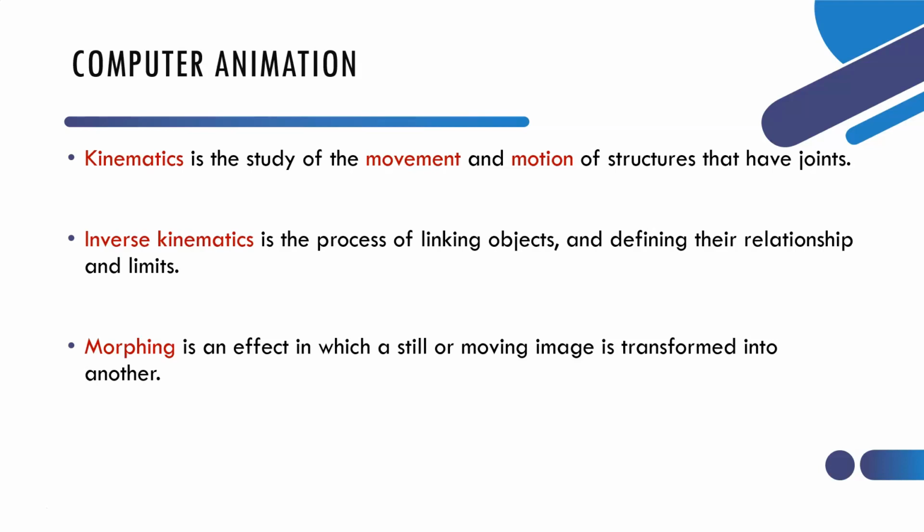Another term we have in computer animation is morphing, which is an effect in which a still or moving image is transformed into another. For example, we have apps to create your version of your face from old to young. That is morphing, how it changes your face.